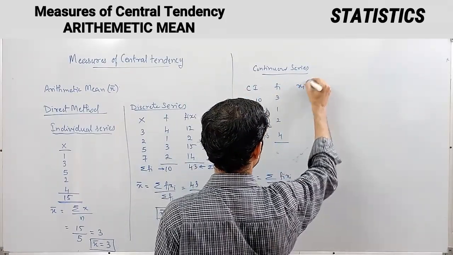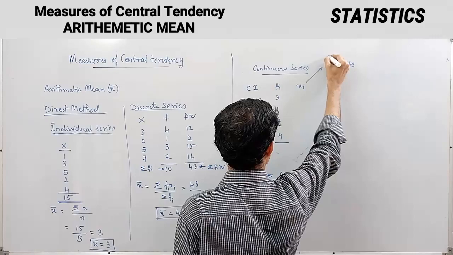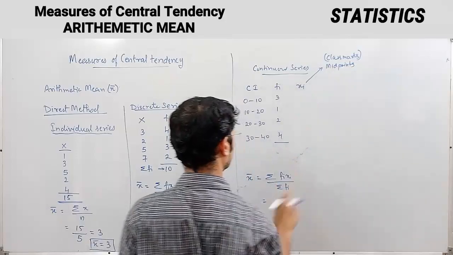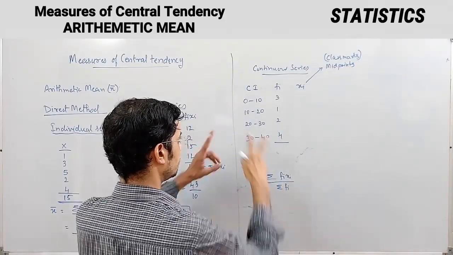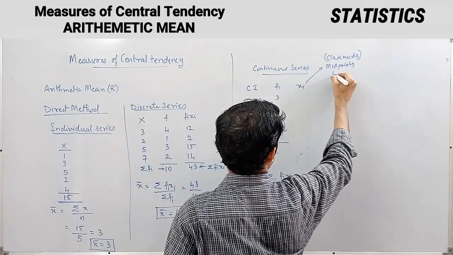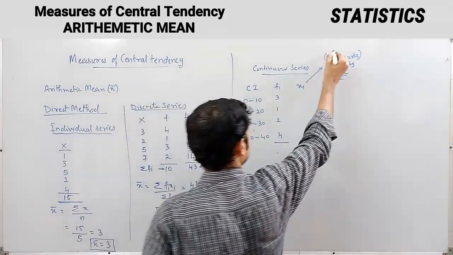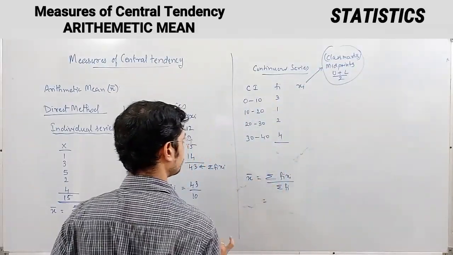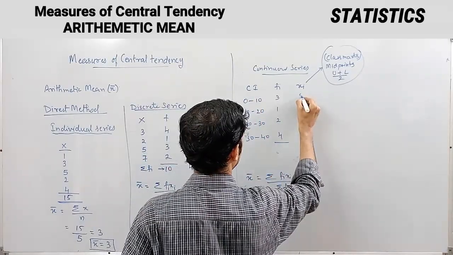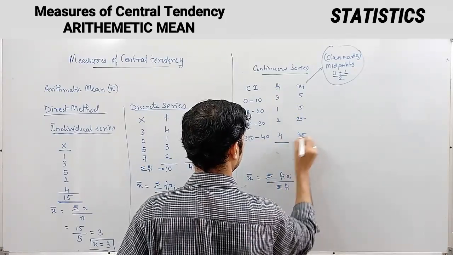They are nothing else but midpoints, or we say class marks. How to find the midpoints? Midpoints are the average of these two values, or the upper boundary point plus the lower boundary point divided by 2. This is xi. Now let us do this. So 0 plus 10 divided by 2, that is 5. Here we have 15, here we have 25, and this is 35.